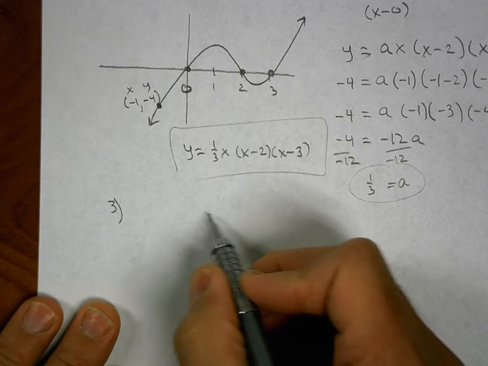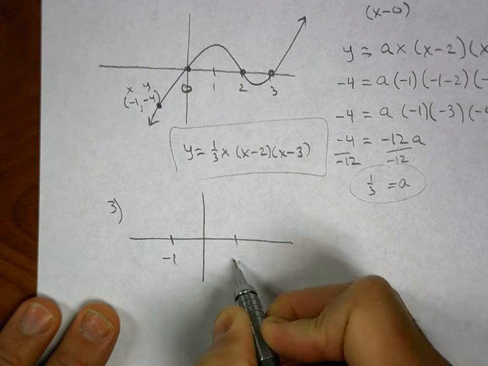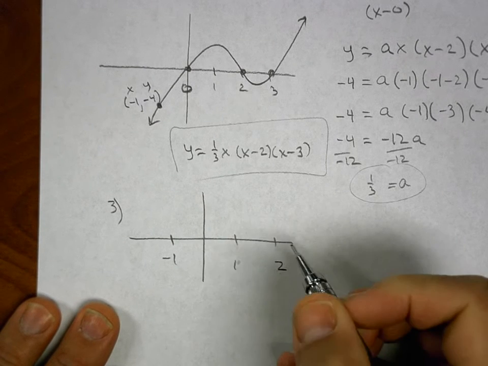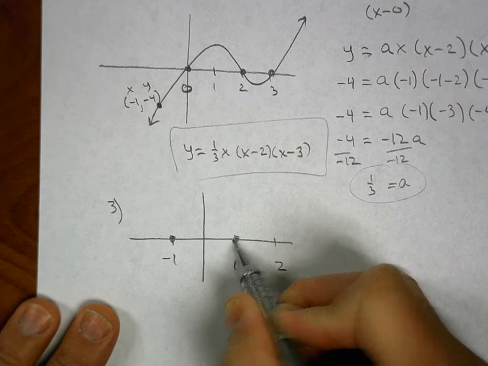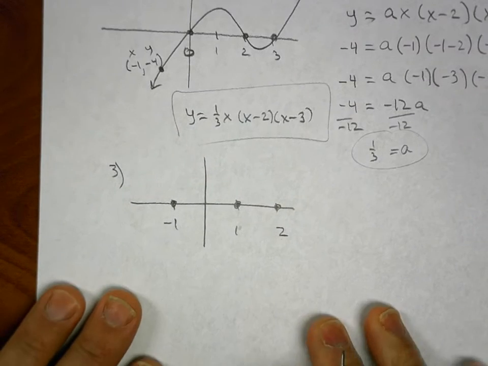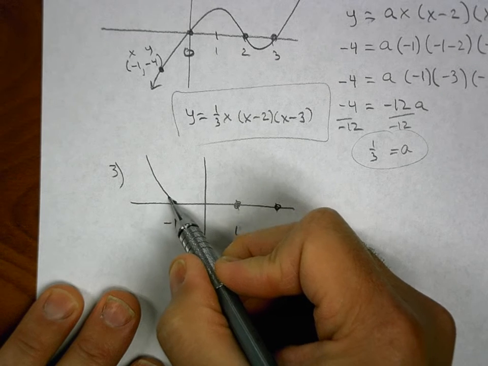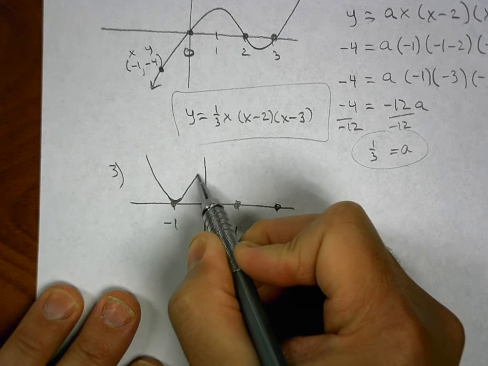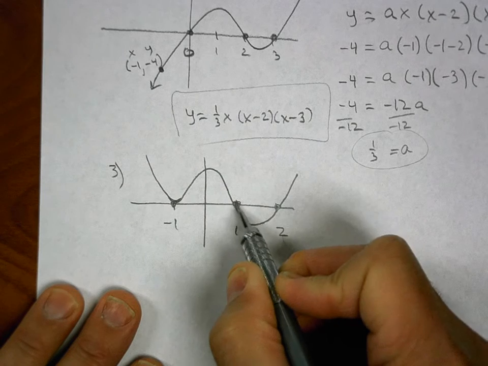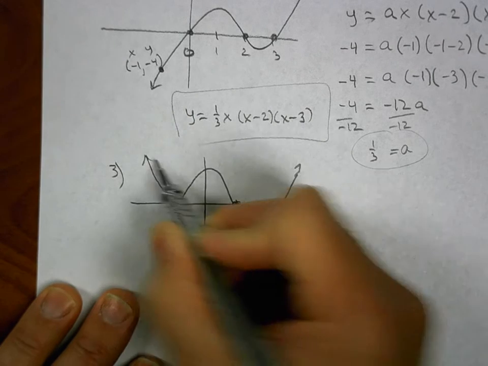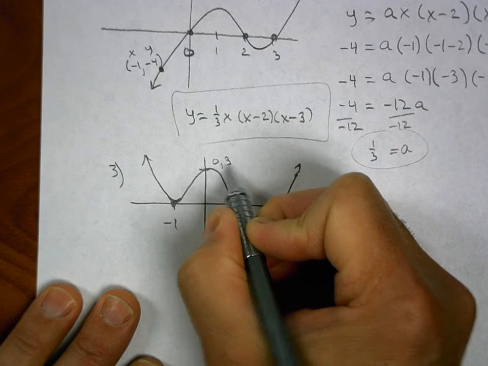Okay. So number 3. So let me graph this out for you. So negative 1, 1, and 2. So put an x-intercept there. Negative 1, 1, and 2. And the graph looks like this. It'll bounce. Bounces right there. Crosses. And crosses. I missed it. There we go. Okay, and I also give you that this y-intercept is at 3, so 0, 3.